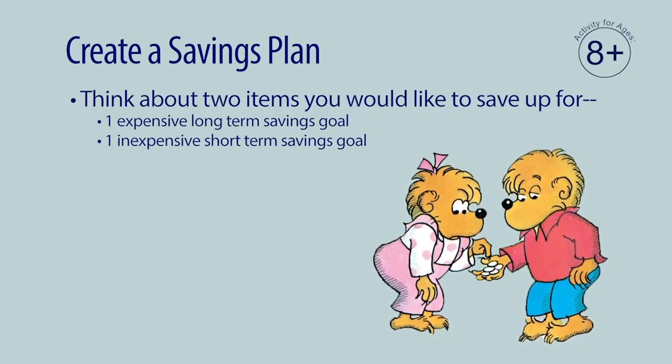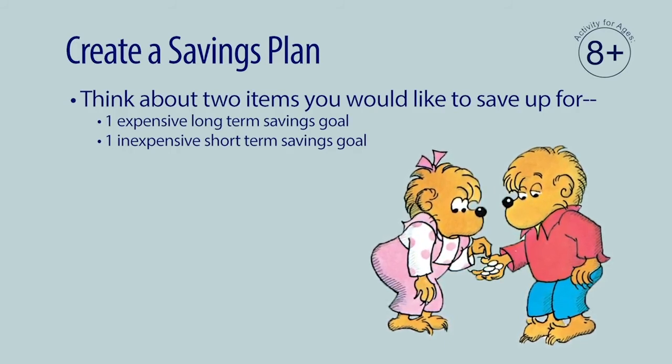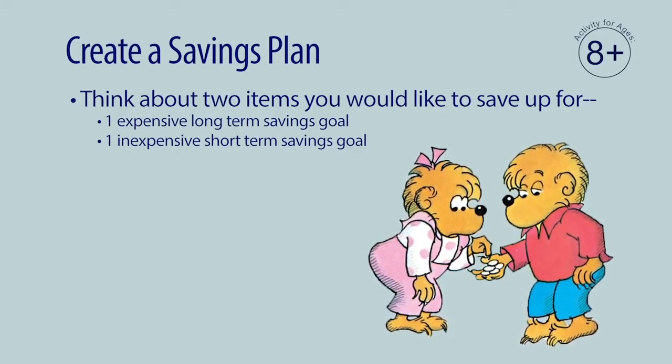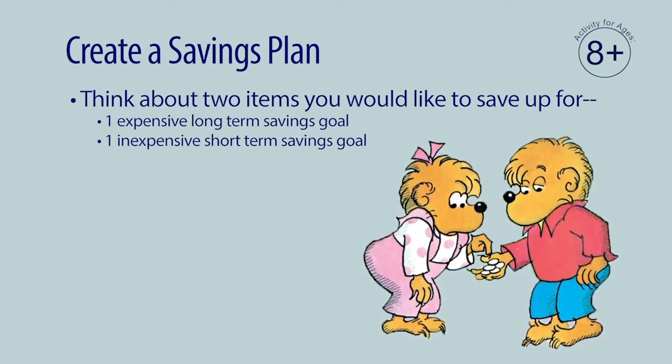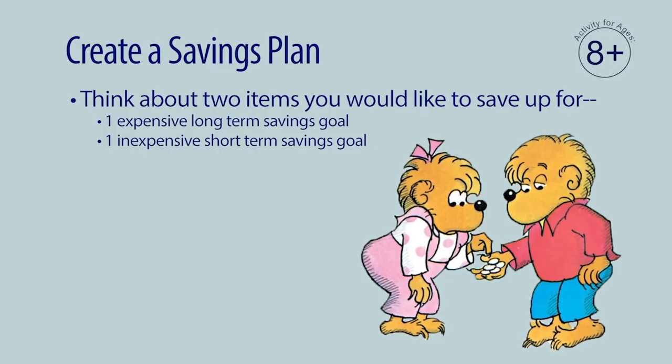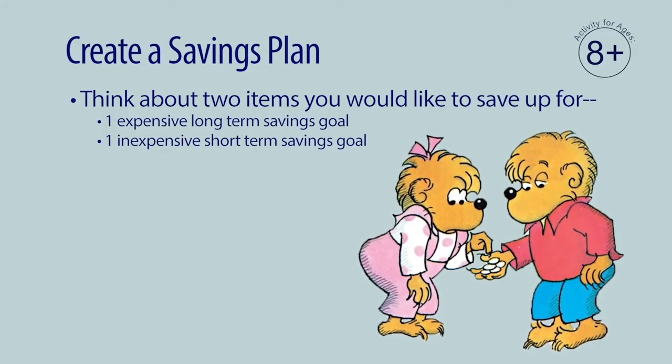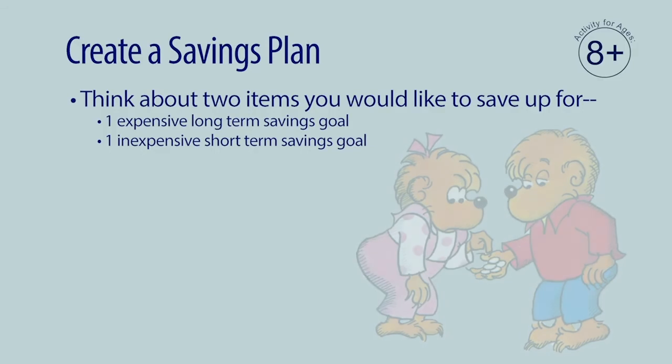When you look at the cost of one item compared to the other, think about how the expensive item requires a long-term savings goal, and the inexpensive item needs a short-term savings goal. This simply means that the more expensive item will take more time to save enough money to buy.